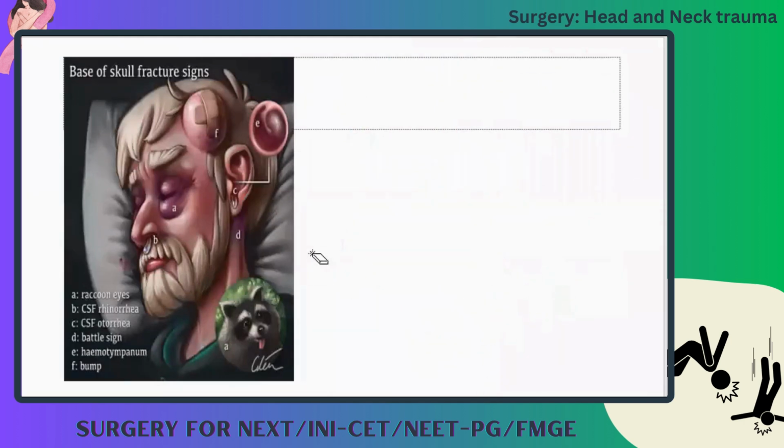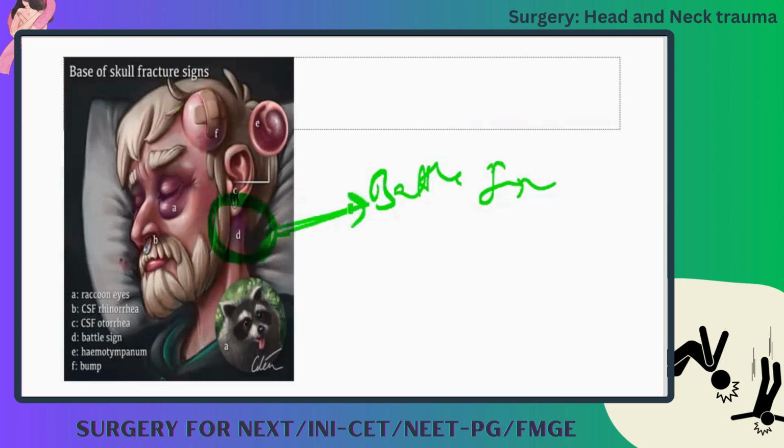One is the Battle sign. What is this Battle sign? Ecchymosis over the posterior auricular region, behind the ears, is known as the Battle sign. You can see it here in D. If there is ecchymosis in this region, what does it indicate? Middle cranial fossa fracture, a fracture of the base of the middle cranial fossa.